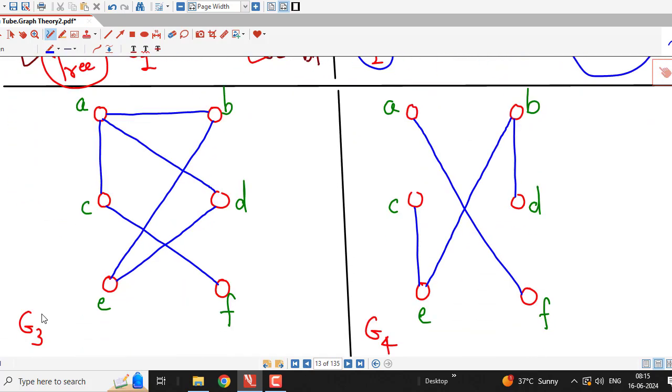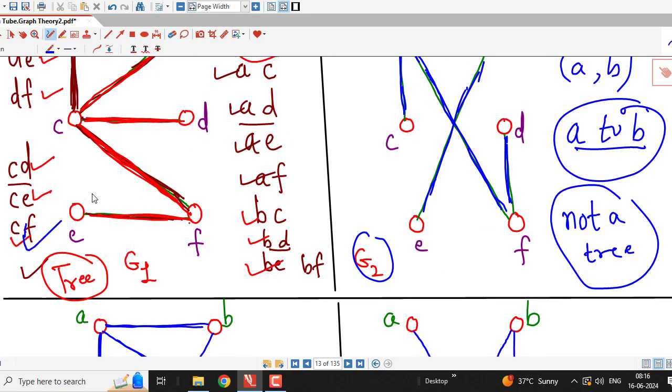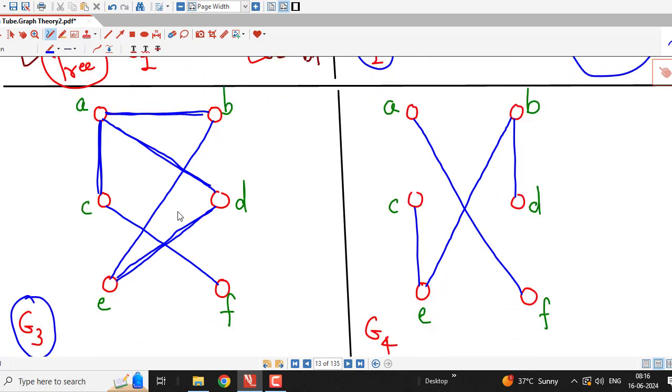Now we check for G3. It seems that G3 is connected. We can see that there is a path from A to B, then from A to C, from A to D also there is a path. There is a path from A to E also, and there is a path from A to F also. Similarly, you can check for all possible pairs as I have checked for G1, and you will find that this G3 is a connected graph. You will see that there is a path between any two pairs of vertices in G3.